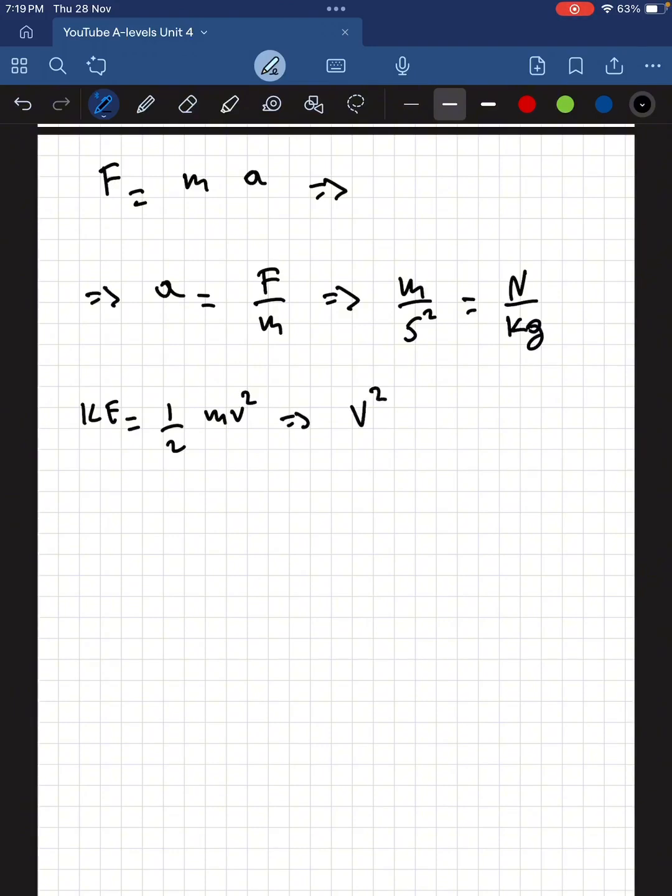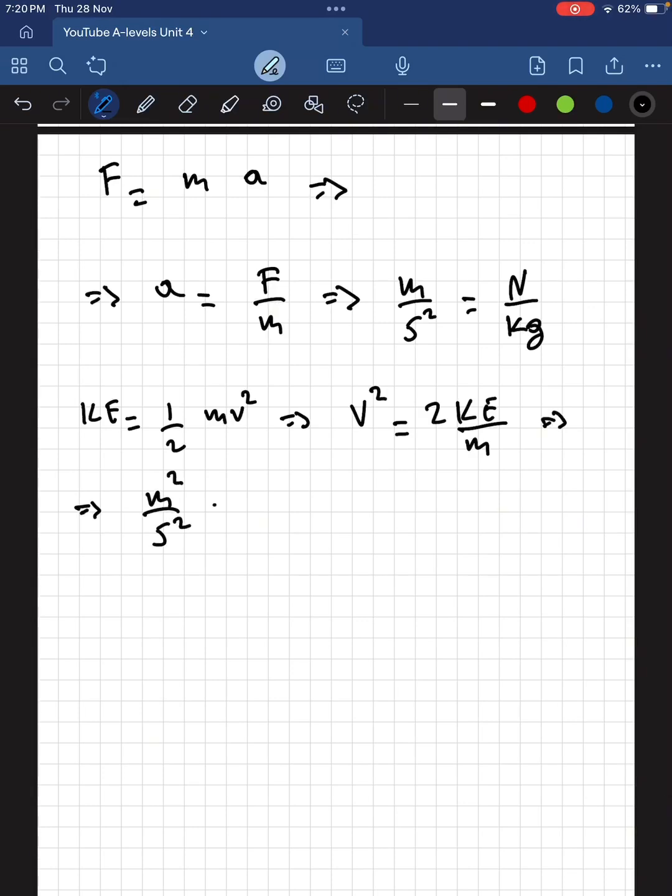If we solve for v squared, we find v squared is 2 times kinetic energy over mass. Okay, so meters squared per second squared is equivalent to joules per kilogram. And notice that this is not equal to 2 times joules per kilogram, because 2 is a constant. Constants don't have dimension, so we just delete that and we are left with the units. So meters squared per second squared are equivalent to joules per kilogram.